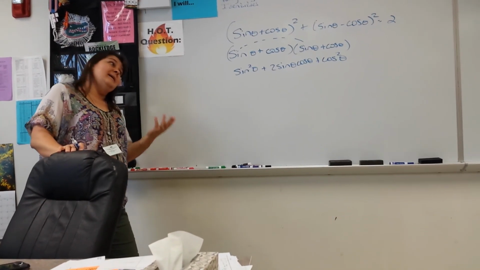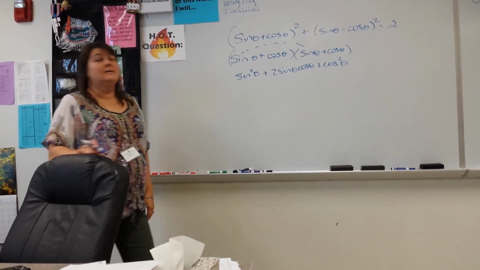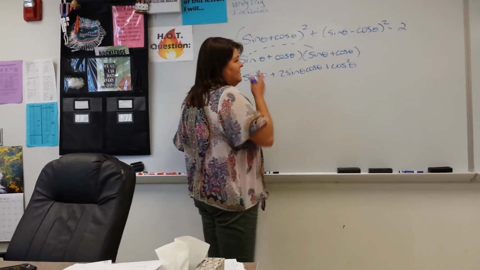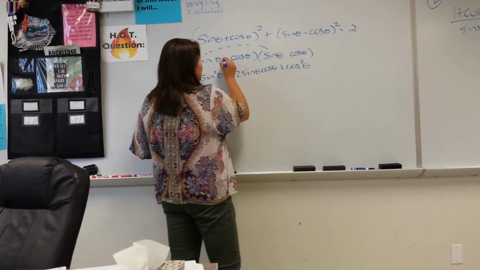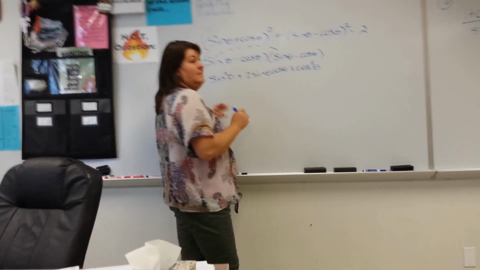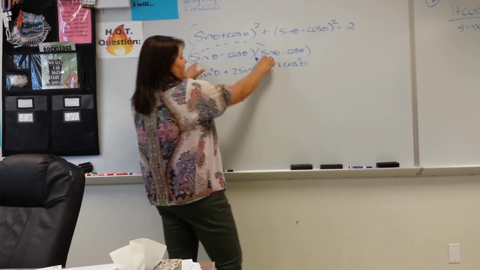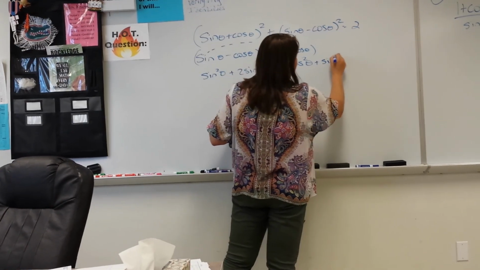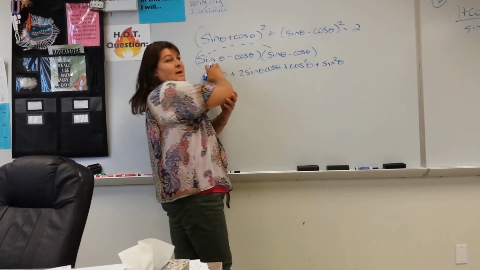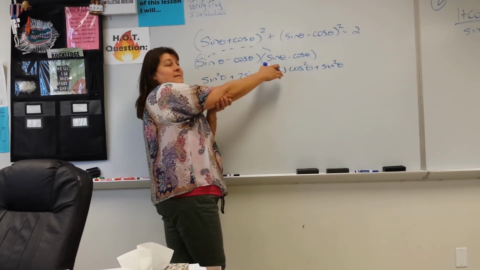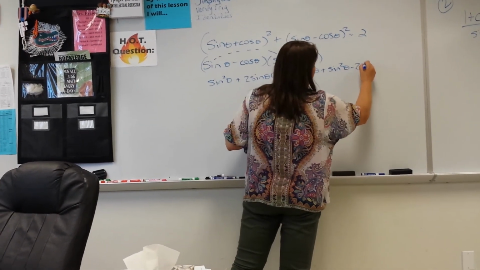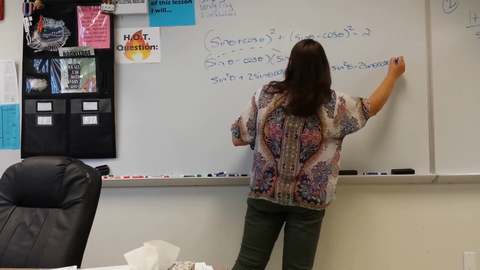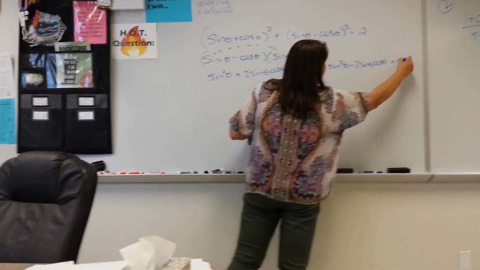So far, we've only taken the first thing and foiled it. What do we have to do with the second thing? Foil it as well, right? What's the only difference? There's a minus in between. Same concept. So it's sine times sine, so plus sine squared. And then negative sine cosine minus sine cosine. So minus 2 sine cosines. And then plus cosine squared. Good job.